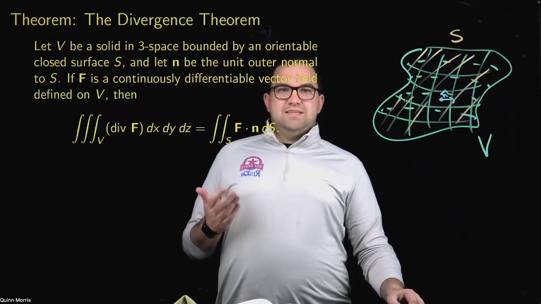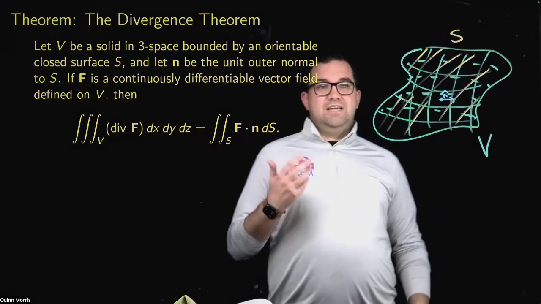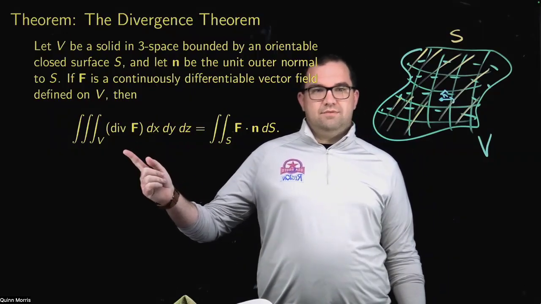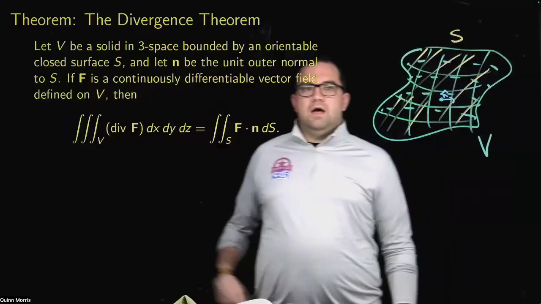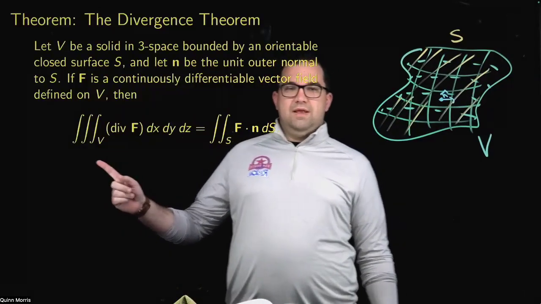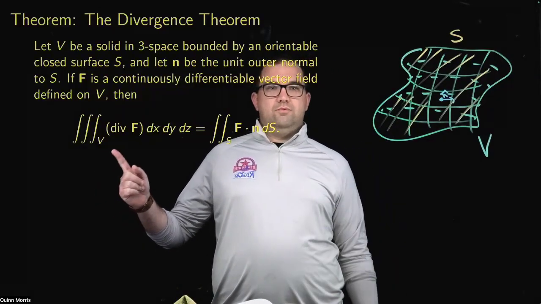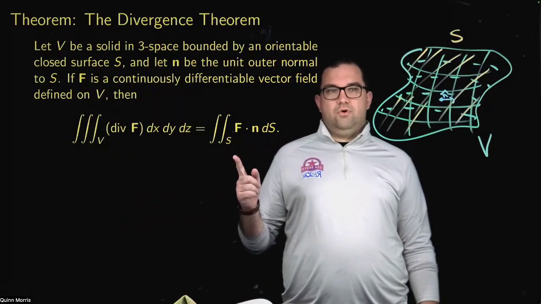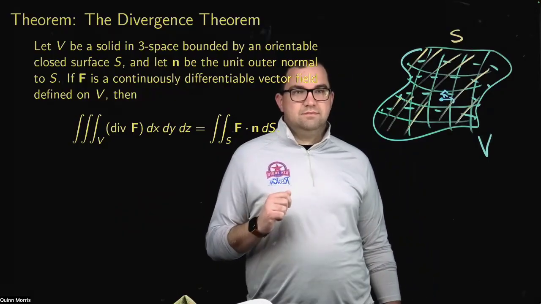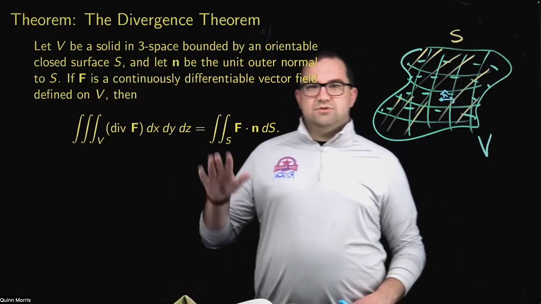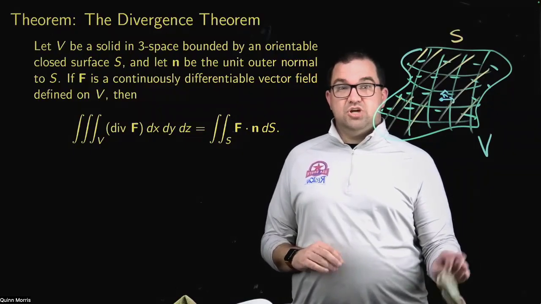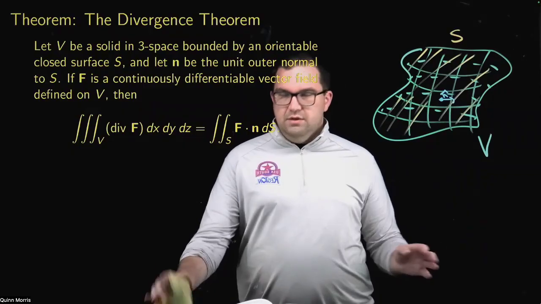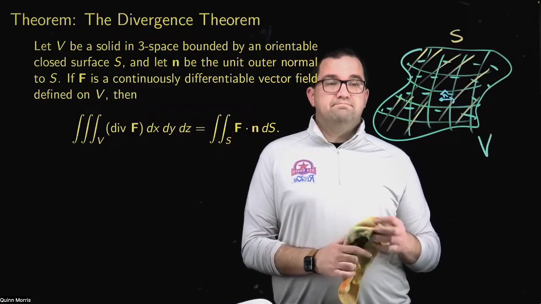All right, so if we have that set up, and if F is a continuously differentiable vector field defined on V, that basically makes sure the divergence will be defined. Then the triple integral over this entire volume of the divergence of F ought to be equal to the surface integral of F dot n dS. So this again is the equation that we last justified. We conceptually made sense of why this should be true. All right, so this seems reasonable.